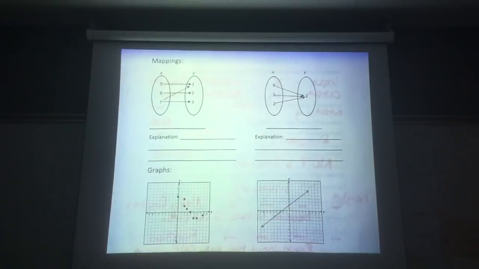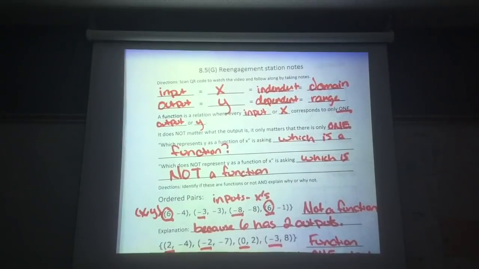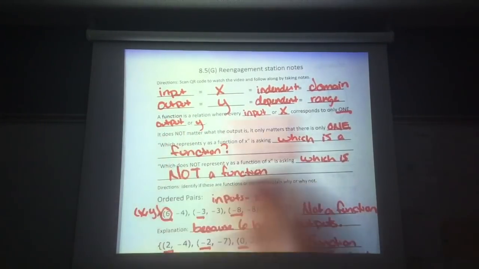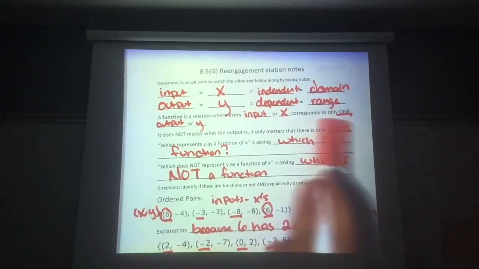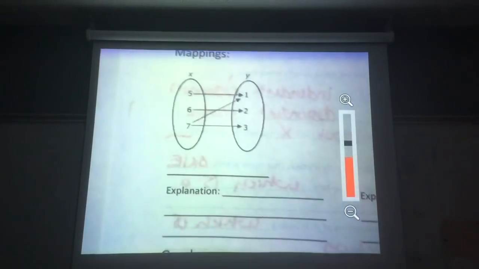Okay, so let's go ahead and look at the back. So now we're going to check to see how we can tell if a mapping is a function or not a function. So going back to the front page, we know that it's a function when every input has a single or just one output. It doesn't matter what the output is, it matters that there's only one. So we're going to go ahead and check to see how many outputs each one of these inputs have.